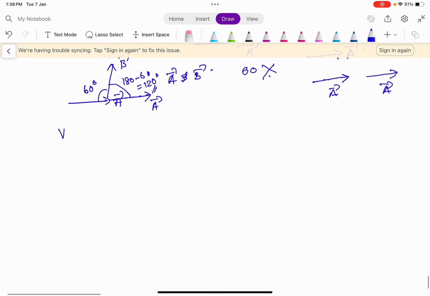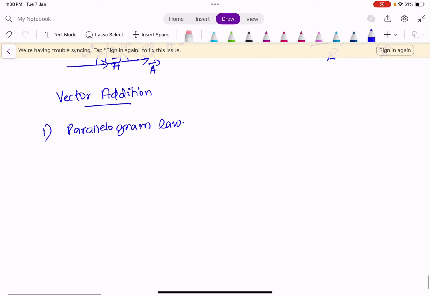Next one is vector addition. We need to know vector addition. How to add two vectors? First one, the parallelogram law we need to know. Parallelogram law. Suppose I have two vectors A and B, diverging vectors. The angle between the two vectors, suppose it is theta.